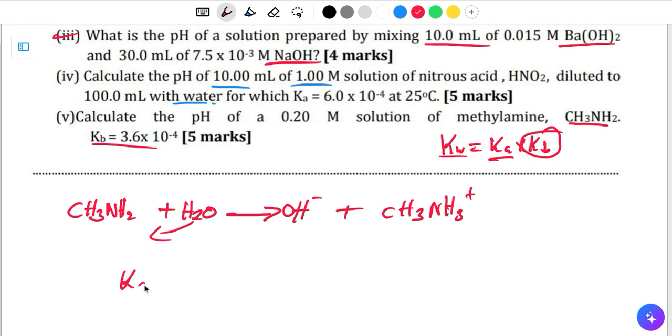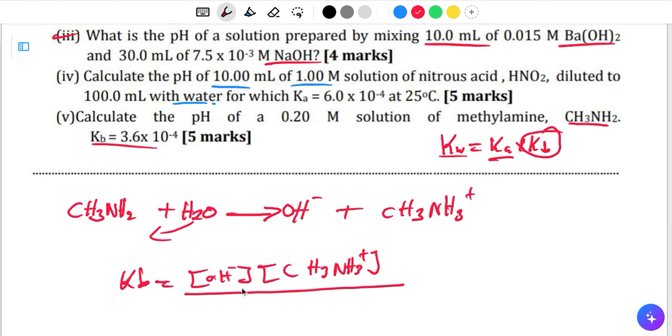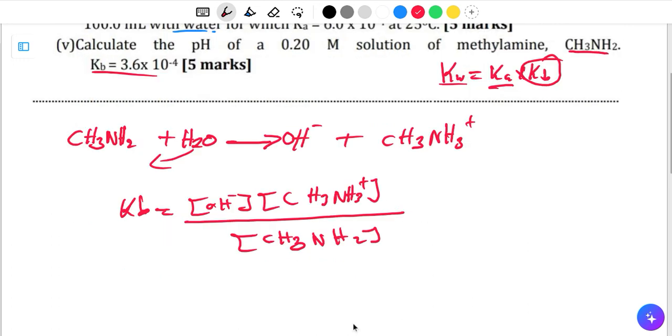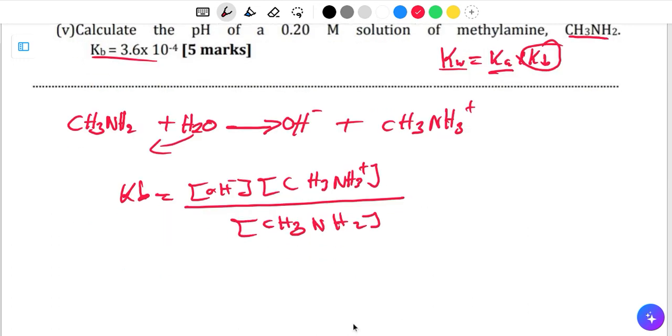So the expression of Kb is going to be equal to the hydroxide ions, then we also have methylamine ions, which is a conjugate acid, because it has a positive charge now. It has gained 1 proton, then divided by the methylamine. Here you don't include water because water is a liquid. For a liquid, we just ignore it, or we just consider it to be 1. So we don't focus much on that.